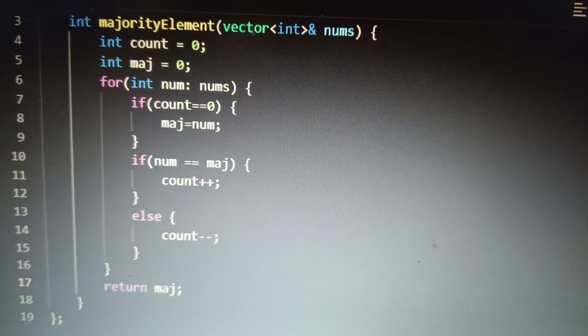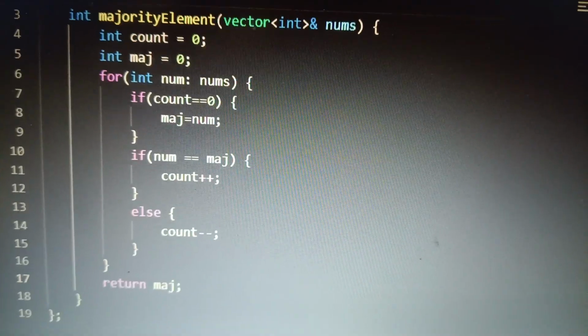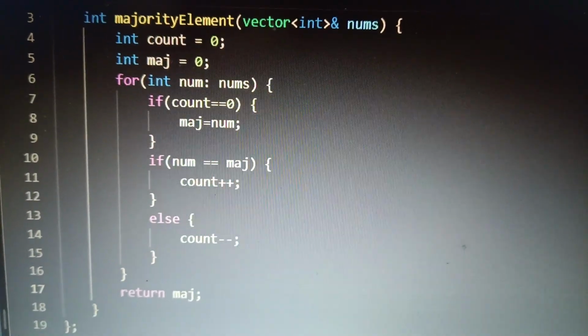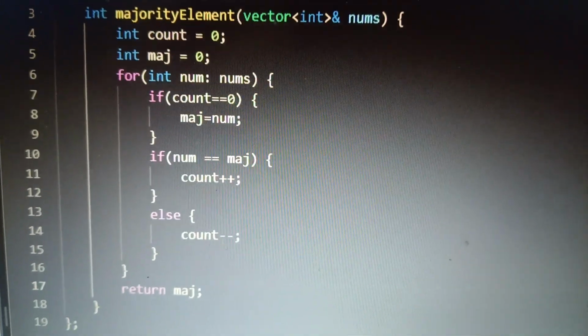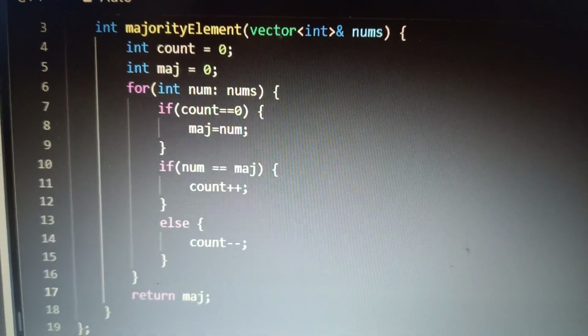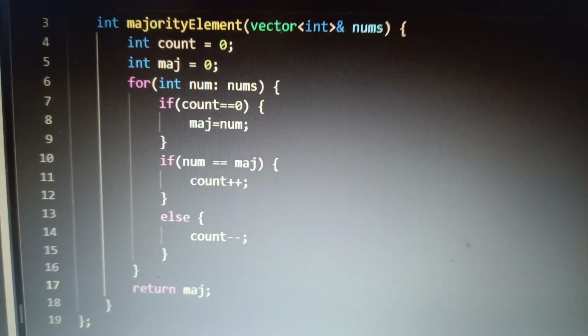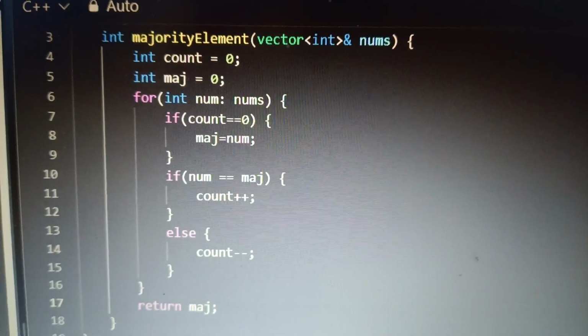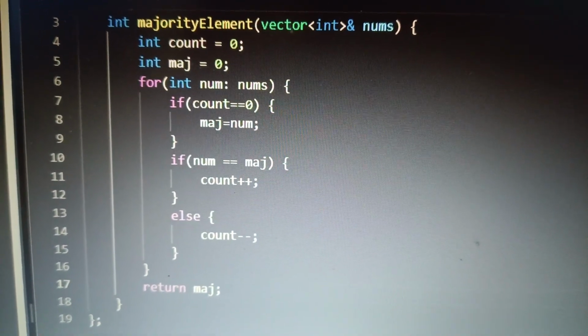Once again, you could just take a look at the code. Observe the code, try to dry run yourself. We'll understand it much better when we try to dry run the code ourselves. Okay, try to dry run the code yourselves and then tell me whether you have got the solution or not.